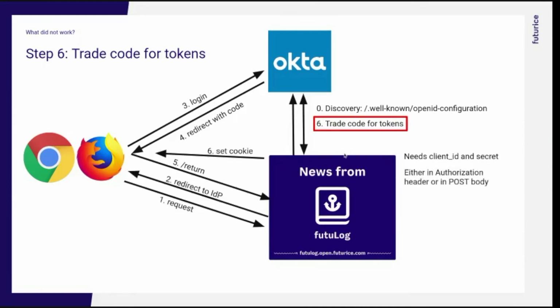So to give this to Okta, there are two possibilities per spec. You can either put them as base64 in the authorization header or in the post body. The library I used by default was checking if it was supported, and if it was supported, it was using the authorization header, but it also put the client ID in the body.